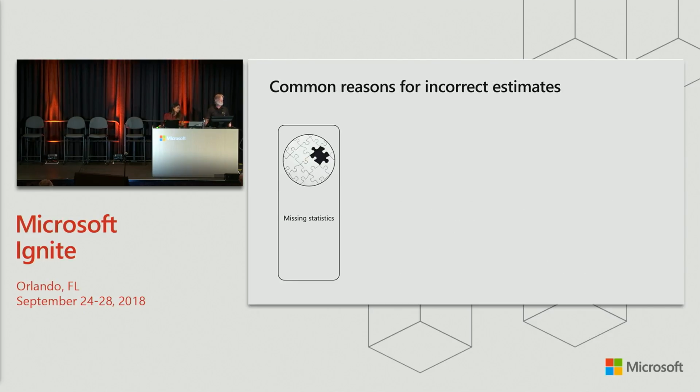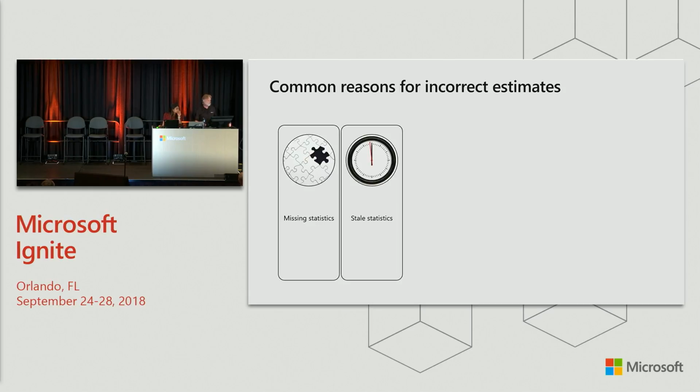So why do we get incorrect estimates? Missing statistics. So those statistic histograms that I talked about can either be automatically created or they can be manually created depending on how you set things up. If you have them set for manual creation and you haven't created statistics on a table, then we have no way of knowing how many rows to expect. So we'll guess something blindly like 100 or 1, and the plan will get optimized from that.